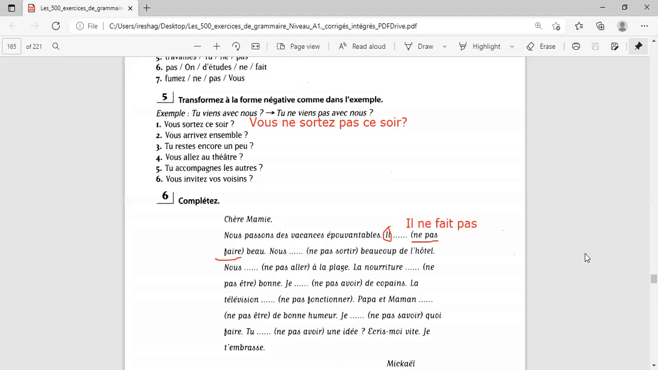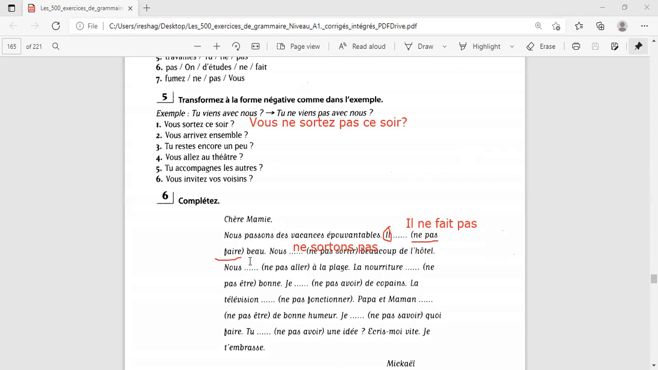So when you say il fait beau, the weather is nice, right? When it comes to il ne fait pas beau, the weather is bad. The weather is not good. Nous ne sortons pas. We don't go out. Nous ne sortons pas beaucoup de l'hôtel. We don't go out a lot from the hotel.